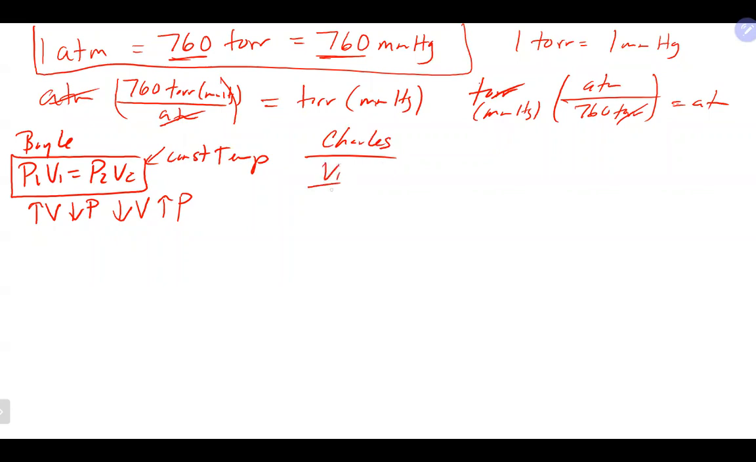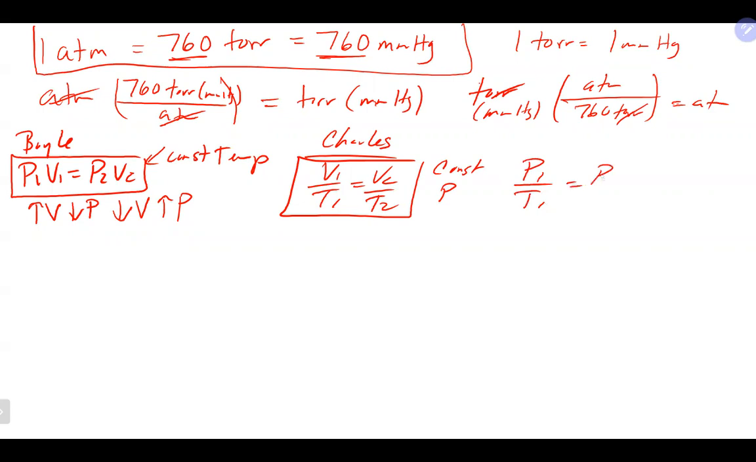We also talked about Charles' law and Guy-Lussac's law. Charles' law is V1/T1 equals V2/T2, and by the way, this is at constant pressure. And also Guy-Lussac's, which is P1/T1 equals P2/T2. That is at constant volume. And that's Guy-Lussac's law.